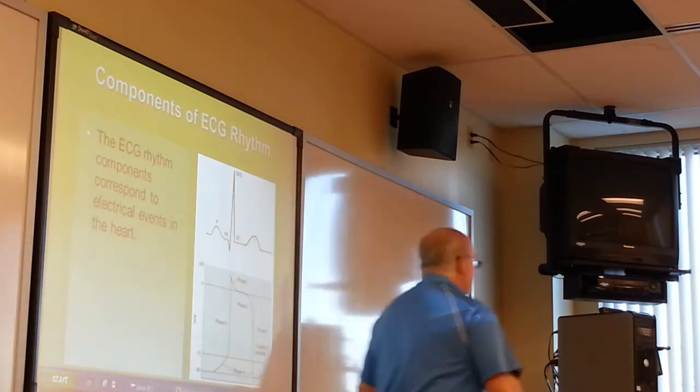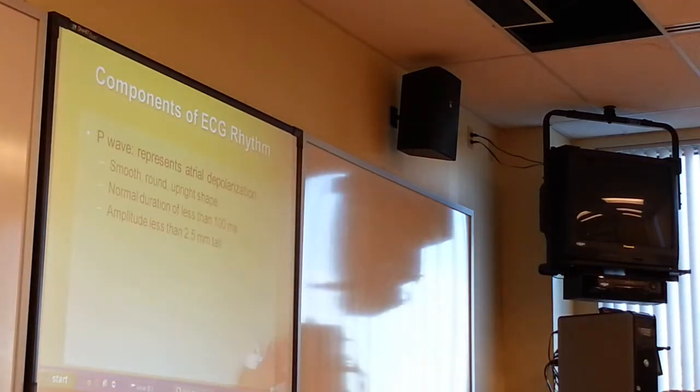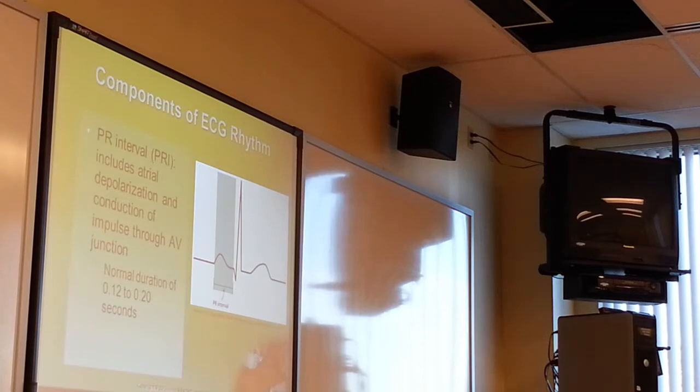Just want to make sure, just asking questions. So atrial depolarization: smooth, round, upright shape, normal duration less than 100 milliseconds. Amplitude, as high as it goes here, is less than 2.5 millimeters tall. Okay, we said that the PR interval is 0.12 to 0.20 in duration.